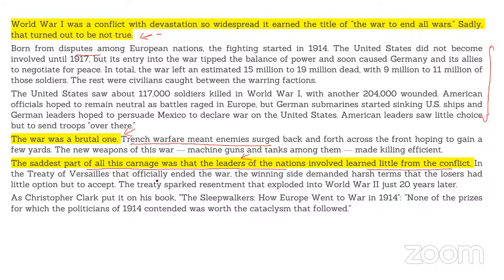In the Treaty of Versailles, the officially ended the war. The winning side demanded harsh terms that the losers had little option but to accept. The treaty sparked resentment that exploded into World War II.